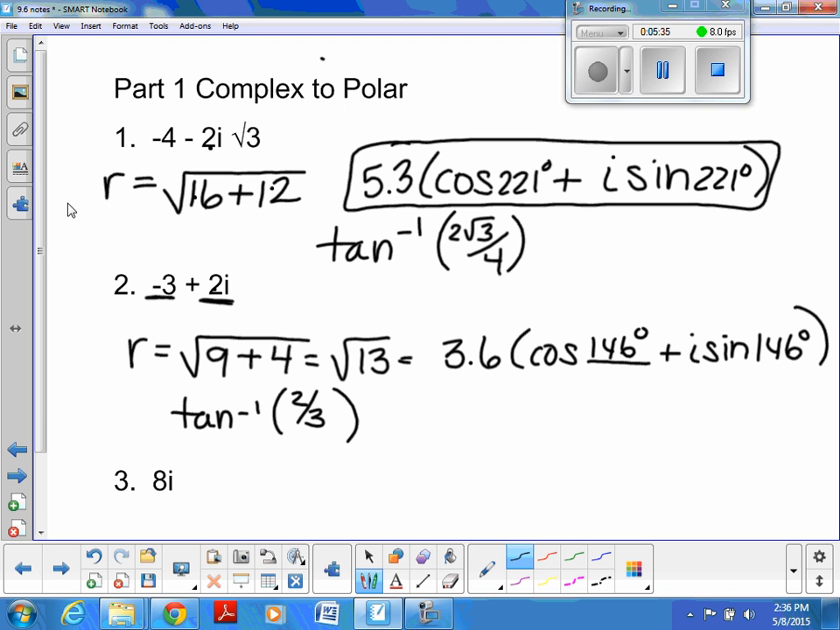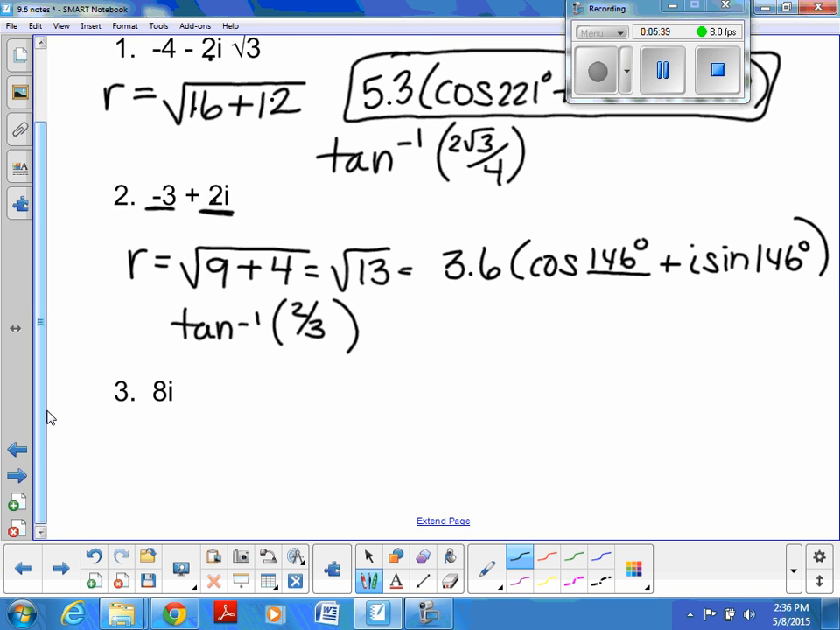Good? Okay, I know I don't need to do number 3, but some of you got this wrong on the test. So I just want to go over number 3. Do you notice that the first two have i's? This one has an i, but these two have an x and a y. This one only has the y value, right? I can write this as 0 plus 8i, same thing, right? Well, when you do the square root, isn't it just going to be 8 for the r, right?